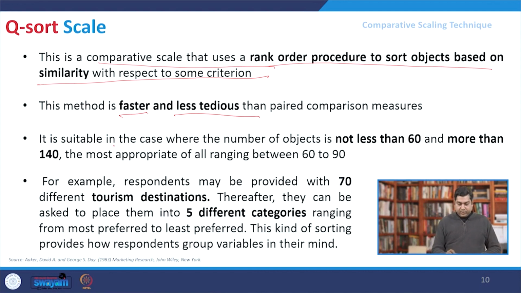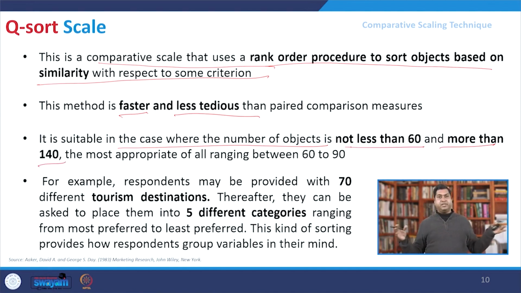It is suitable where the number of objects is not less than 60 and not more than 140, because beyond that range it will be difficult. So 60 to 90 is the range. For example, the respondent may be provided with 70 different tourist destinations. In the earlier case it was only 4.